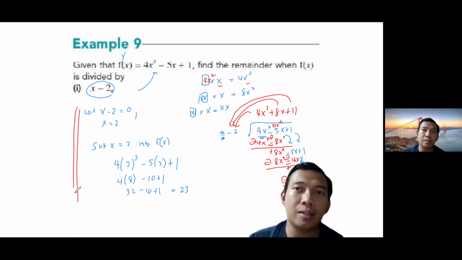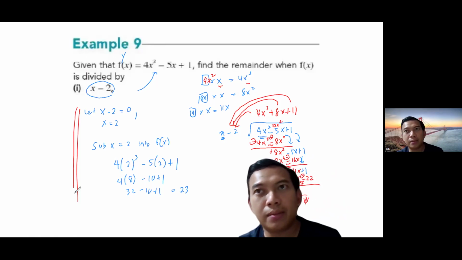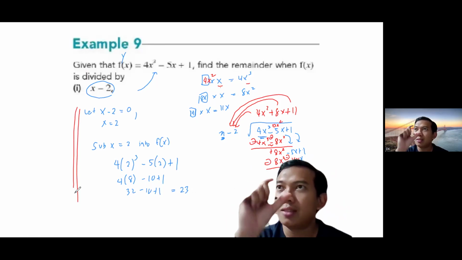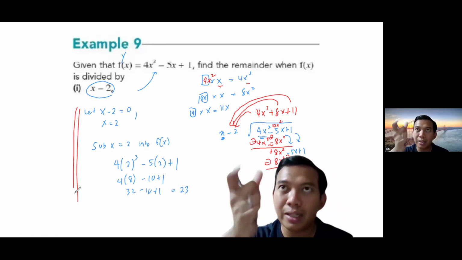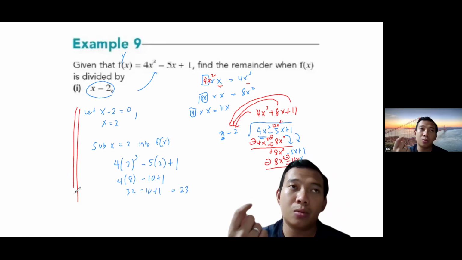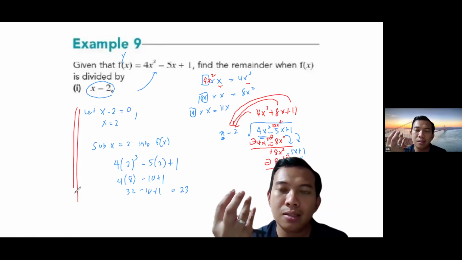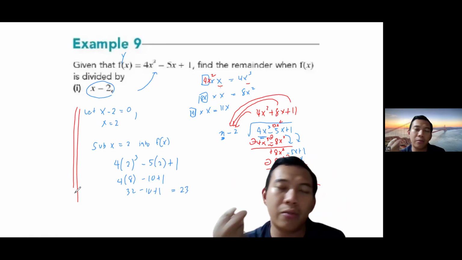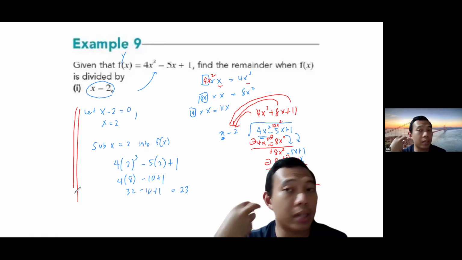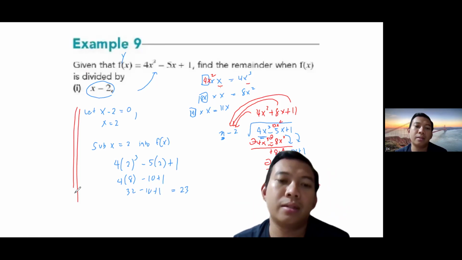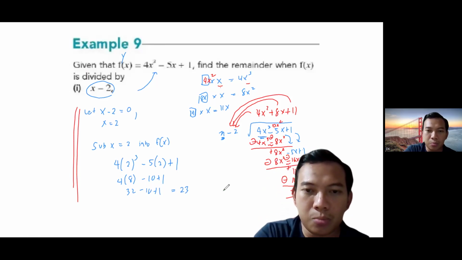It's as easy as this: when they say it's divided by something, you just need to solve for what is divided, that thing equals 0. Whatever x you get, you just substitute into your f(x) or y or whatsoever, and then you get your remainder. That's right, and it's proven.